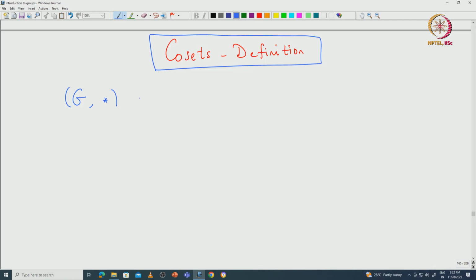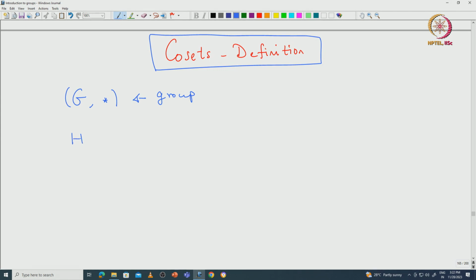Welcome back, everyone. In this lecture, I will define what cosets are in a general group, and then we will see some of the important properties of cosets. So let us start with G being an abstract group. Let us denote by star the binary operation on G. So this is a group with the binary operation star.